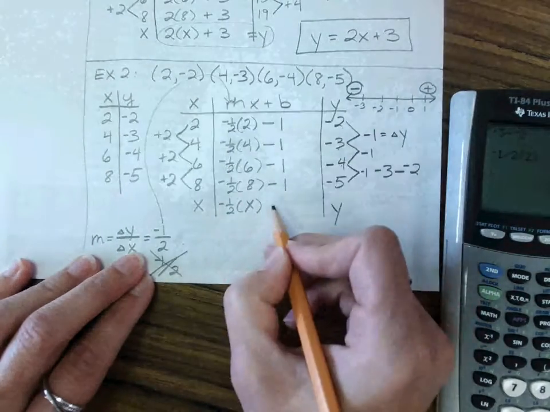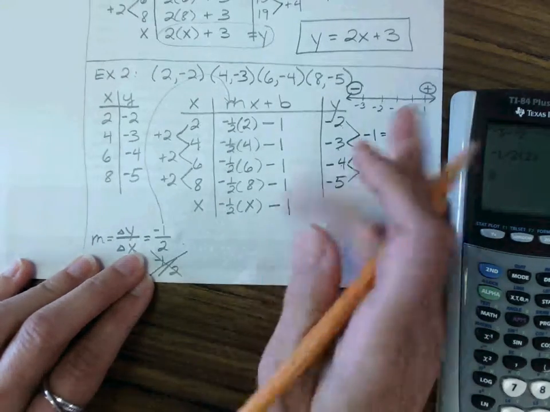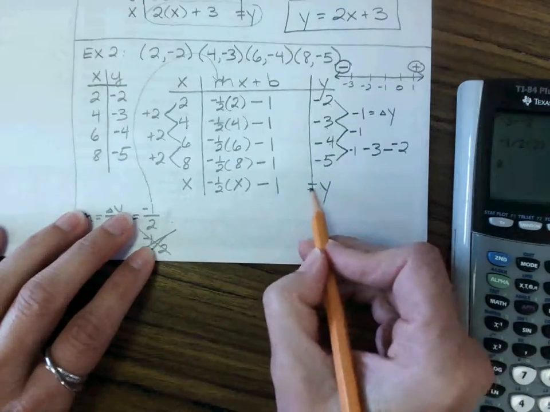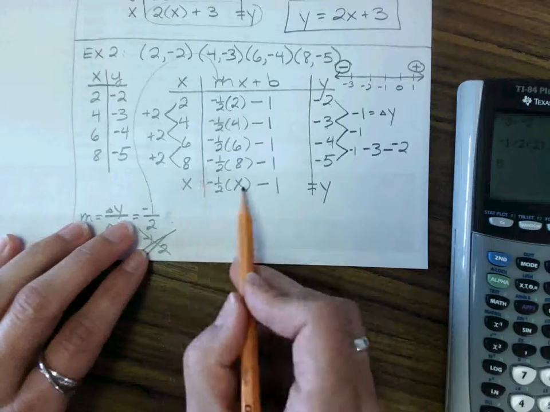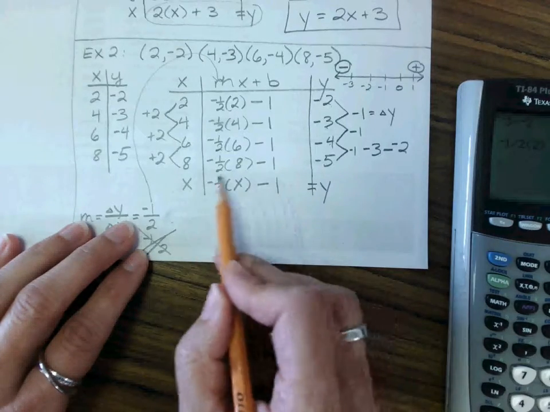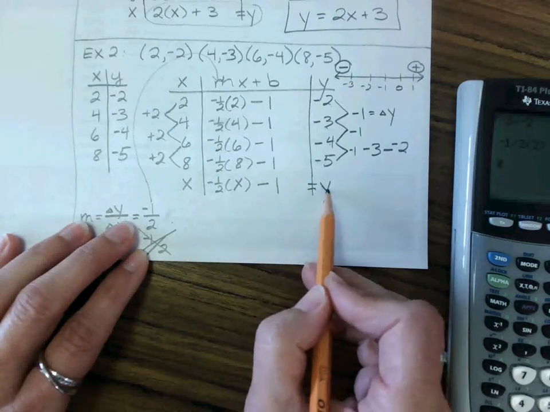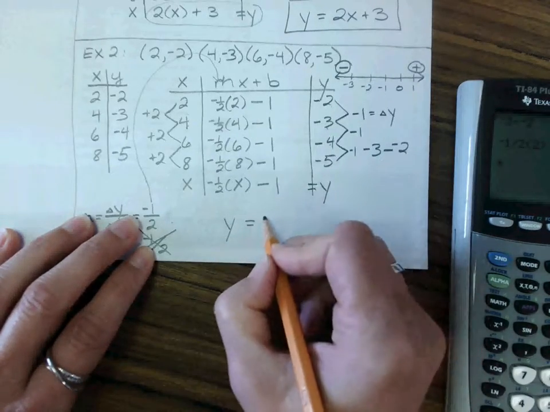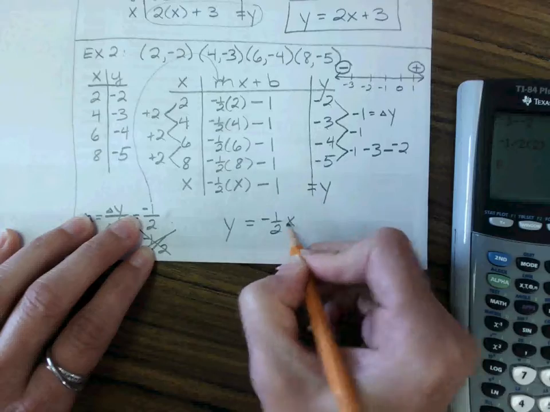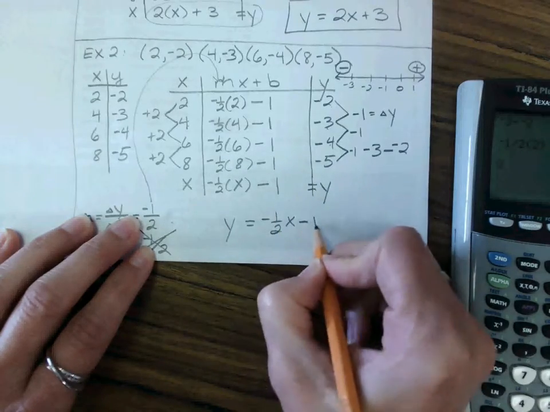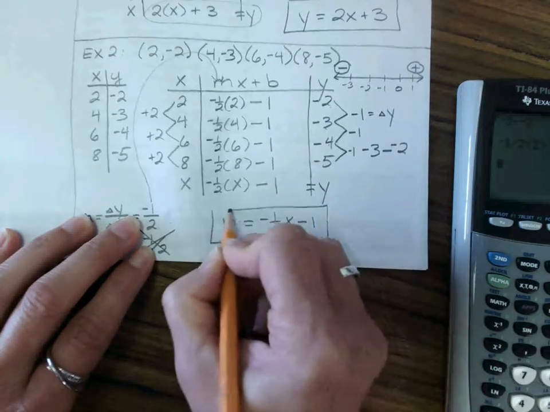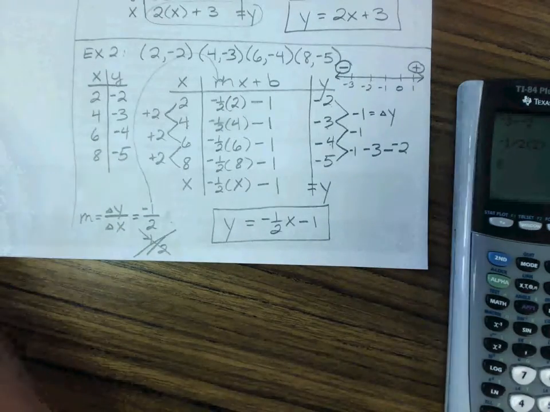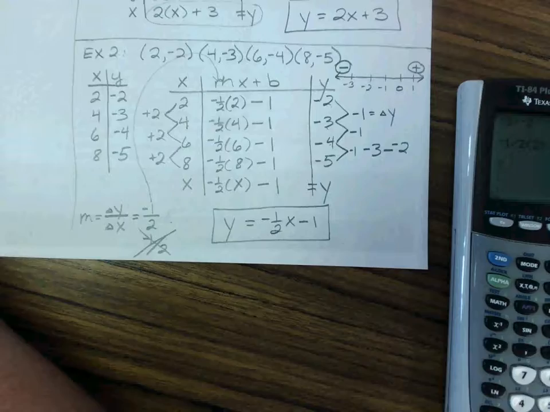If all of those work, then I can safely say that my generic equation down here is going to be -1 equals my y value. For any input that I put in, if I do these operations on it, I'm going to get the output of y. So my equation is y equals -1/2 x, again straight up and down, minus 1. Okay? Those are the two examples.